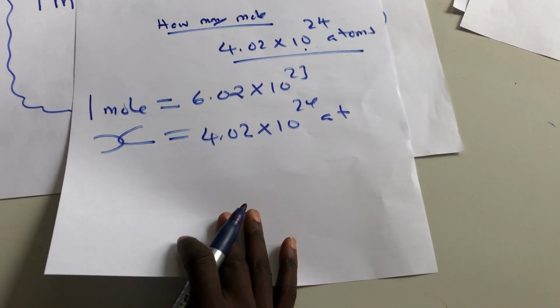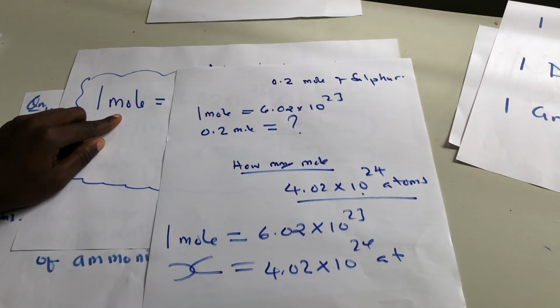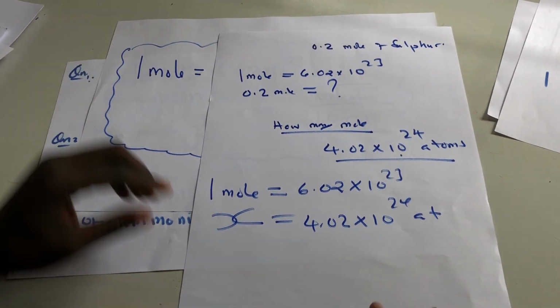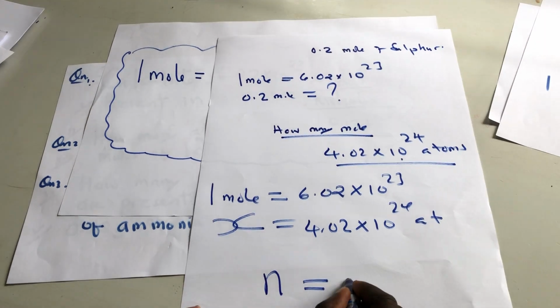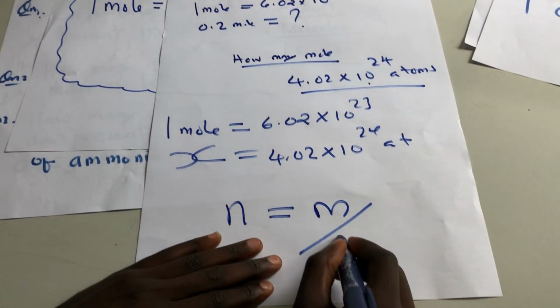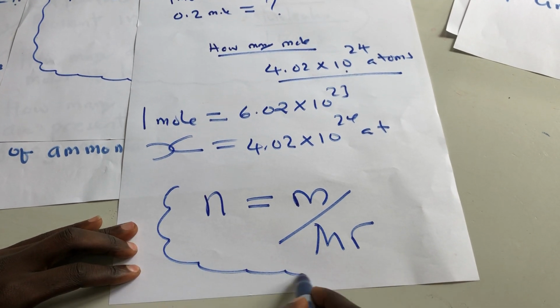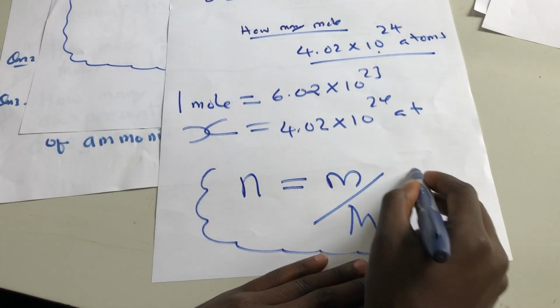But we have a very simple formula on how you can find moles. But on the next video, I will show you why we say number of mole equals to mass over molar mass. Video inayofuata nitakuonesha jinsi gani hii formula iliweza kutokea.